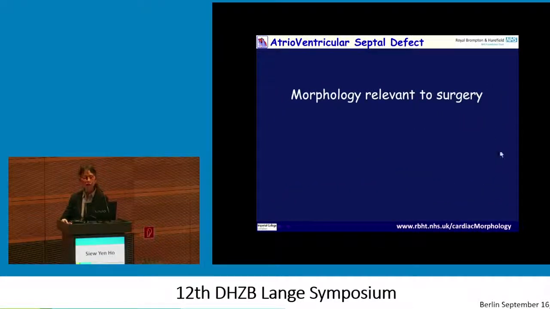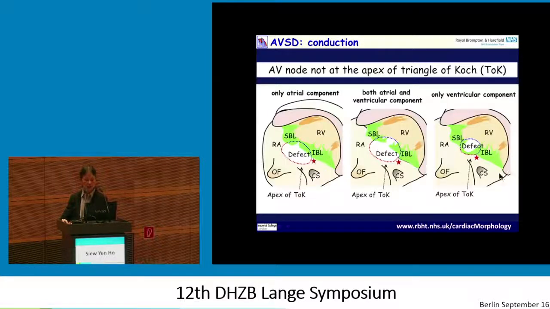And now I'd just like to comment briefly on some features that are relevant to surgery. With regard to the atrioventricular node disposition, as Adriana has mentioned, the atrioventricular node is not in the regular expected position as we would find for a normally septated heart. It's not at the apex of the triangle of Koch, because if it's there, there's a gap here, there's no way for the atrioventricular conduction bundle to get down to the ventricular structures.